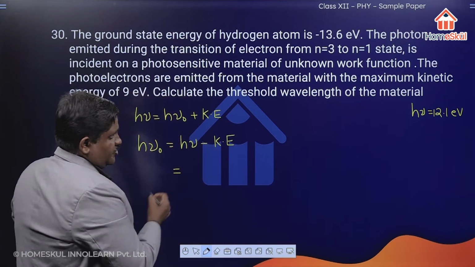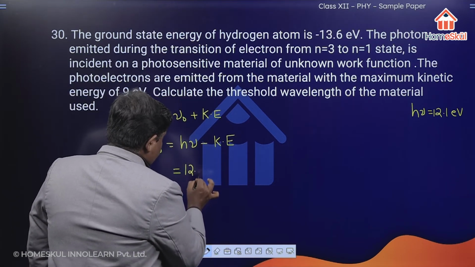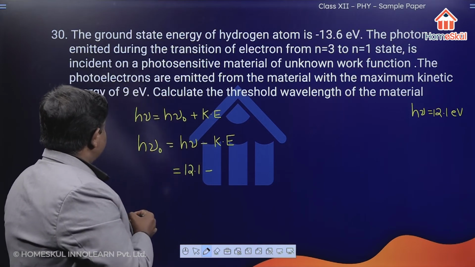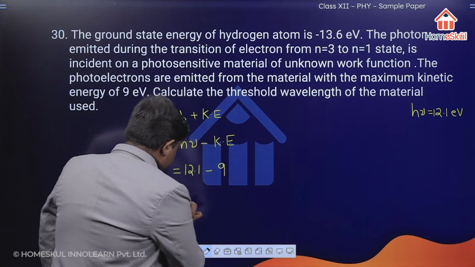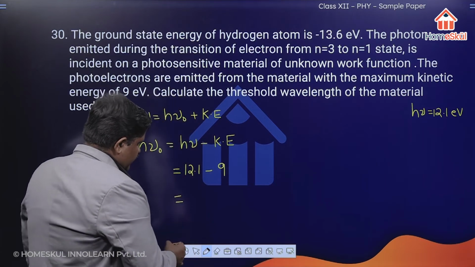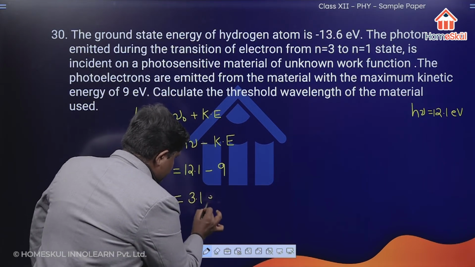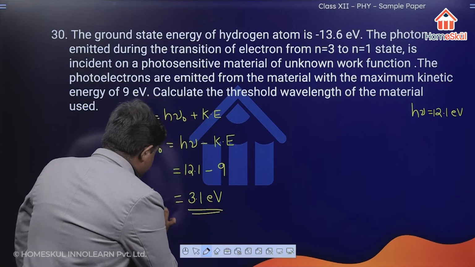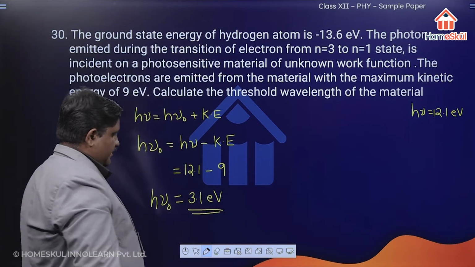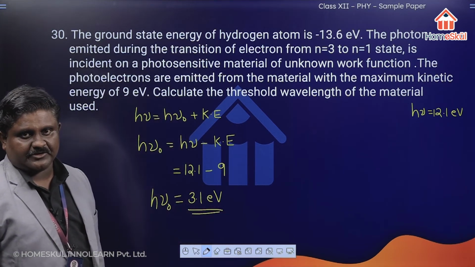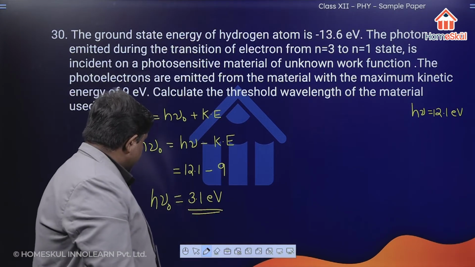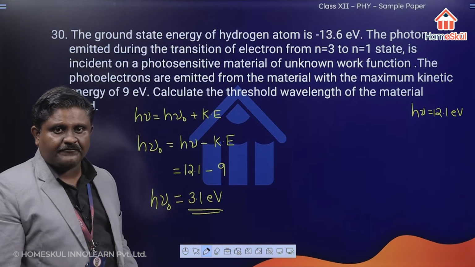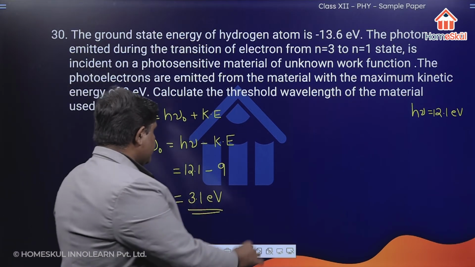That is equal to h nu is 12.1 minus kinetic energy is given, that is 9 electron volt, that is equal to 3.1 electron volt. So the work function we get is 3.1 electron volt. Clear? Now from this we have to calculate the value of threshold wavelength.